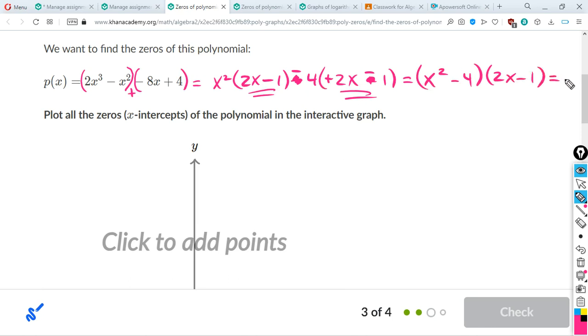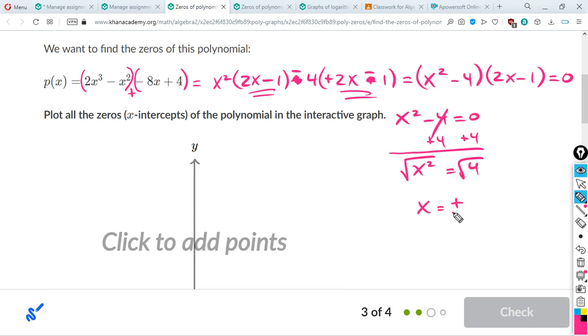All right, and if we want to find the zeros, we set that equal to 0. Okay, x squared minus 4 equals 0. Add 4 to both sides. The 4's cancel. X squared equals 4. Take the square root of both sides. And x is going to be positive 2 and negative 2. Okay, because if you put negative 2 in here and square it, that's going to equal 4. So we got this part.